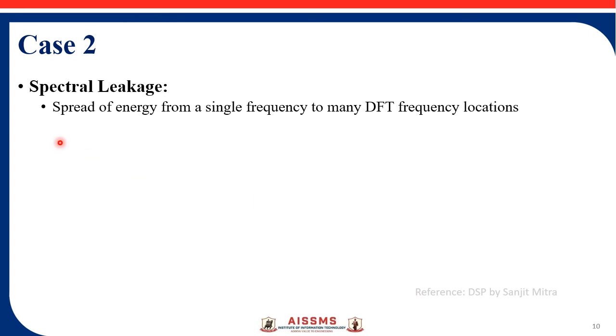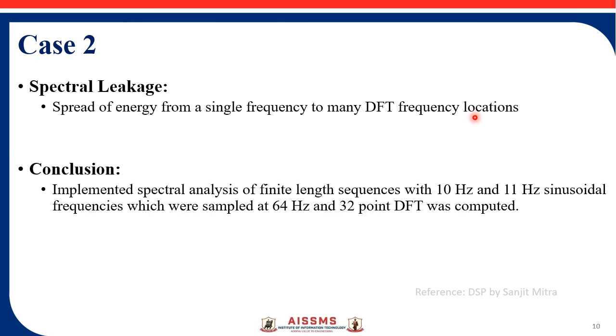Now, as we have seen in the frequency plot in case 2, there is a spread of energy from a single frequency to many DFT frequency locations, because at every frequency bin the magnitude was non-zero. So there is a spread of energy from a single frequency to many frequency locations, and this is called spectral leakage.